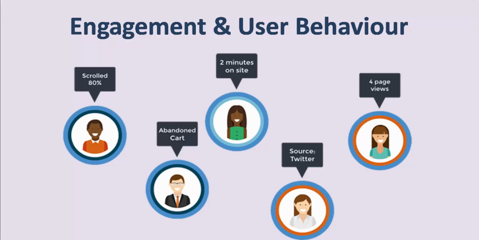Next is engagement and user behavior. Which content do users interact most with in your website, and how do they browse through that content? Which content do they like? Which content doesn't seem to be engaging? The customer journey, the navigation taken by the user, is something that falls under this particular section.